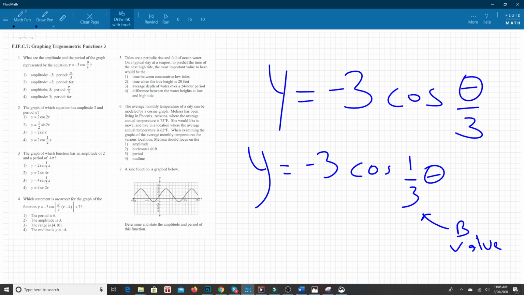So if we want to use our formula, first of all, they want to know what the amplitude is. The amplitude is going to be a positive number, always, right? So the amplitude itself is 3. That's the amplitude.